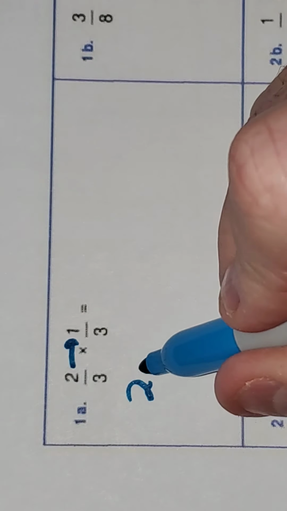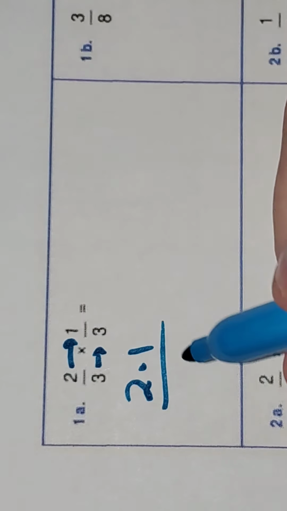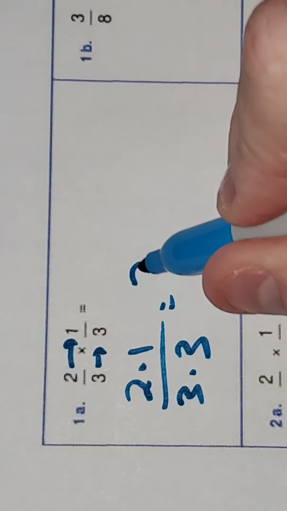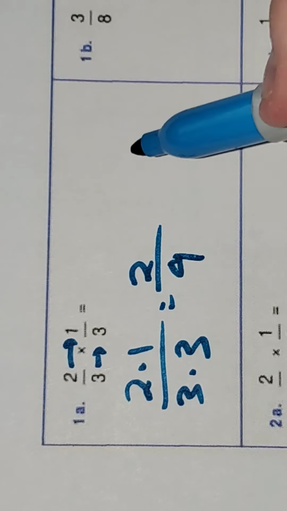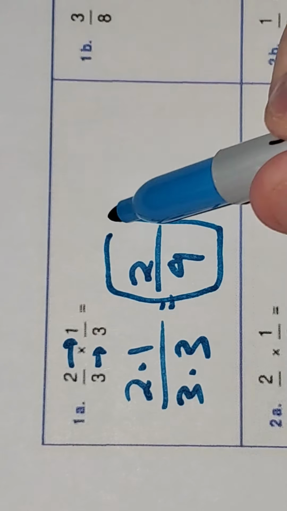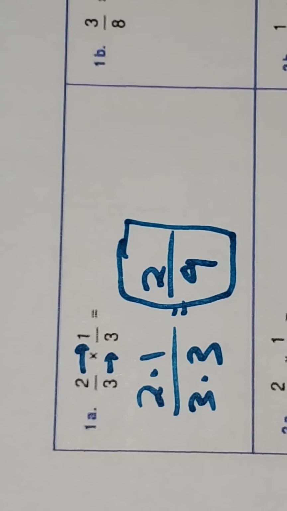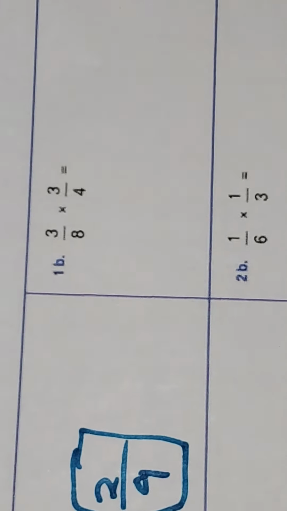Okay, so we get 2 times 1 over 3 times 3. 2 times 1 is 2. 3 times 3 is 9. And 2 over 9 won't reduce any further. And that's going to be your final answer.